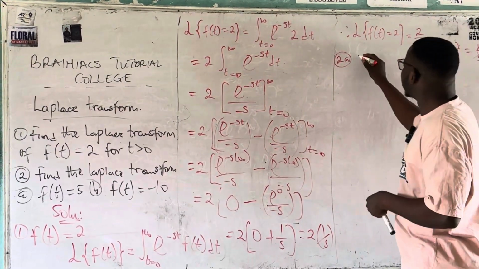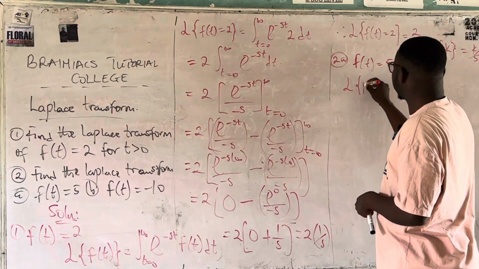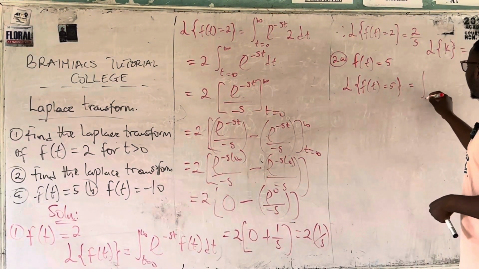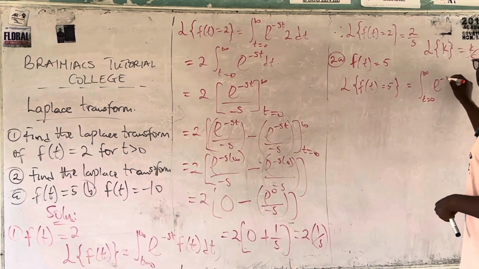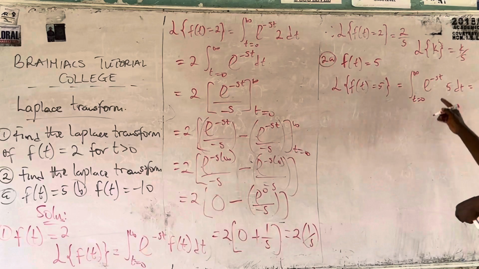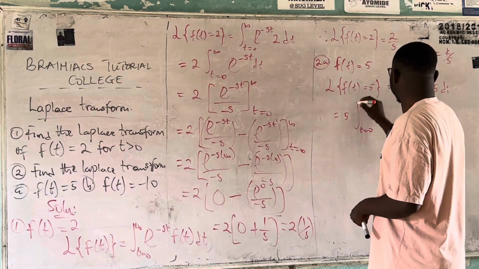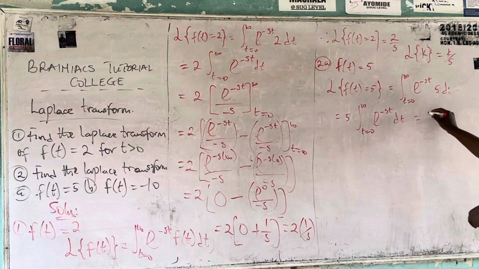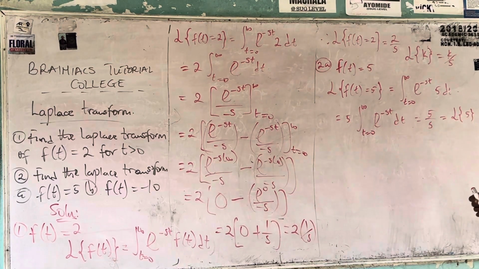For the second question, to obtain the Laplace transform of f of t equals 5, we have the integral from t equals 0 up to infinity of exponential minus st, and the value of f of t is 5, with respect to t. This 5 is a constant, so you bring that 5 outside, and you have 5 times the integral from t equals 0 up to infinity of exponential minus st dt. By the time you evaluate everything here, the final answer will be 5 over s, which is the Laplace transform of 5, where f of t equals 5.